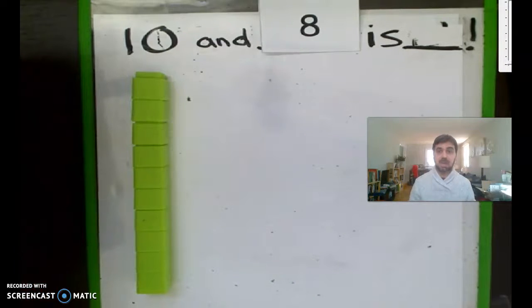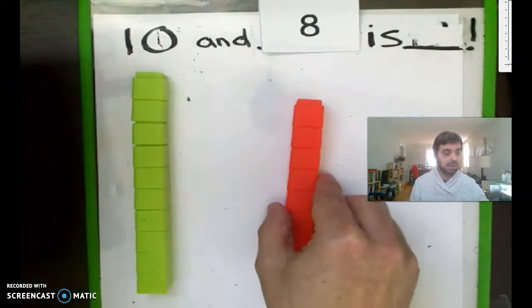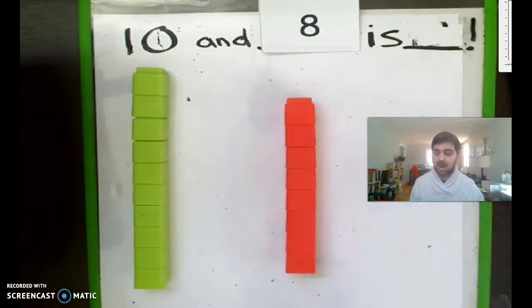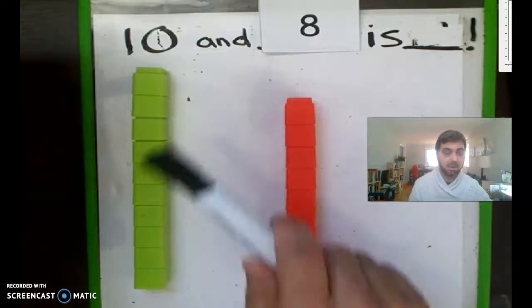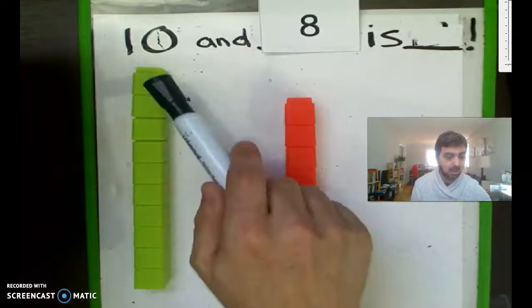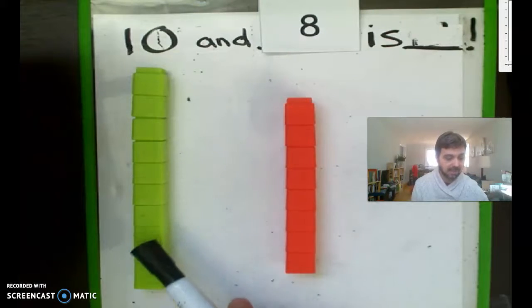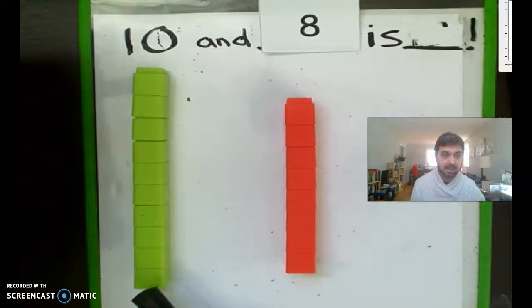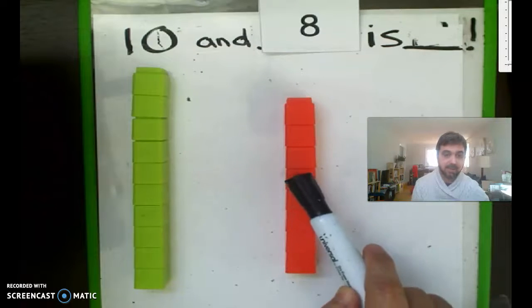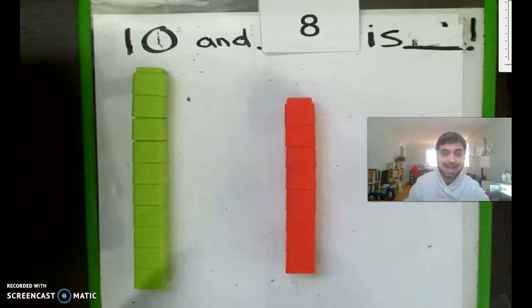All right, did you build your tower? Okay, so it should look like this. 10 and 8 is how much? Let's find out. So do this with me. We'll say 10. We know this is 10, right? 1, 2, 3, 4, 5, 6, 7, 8, 9, 10. So 10 and count. 11, 12, 13, 14, 15, 16, 17, 18.